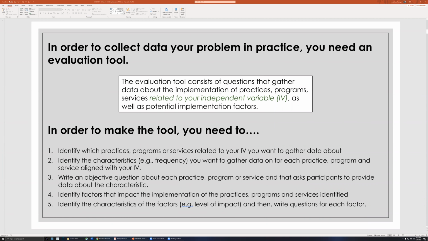Finally, you're going to have to identify characteristics of those factors. So are you talking about the level of adaptability, a level of knowledge or skills? And you'll be writing questions for those factors as well. So this is what you're going to learn how to do over the next 2 weeks. What we're going to learn about this week is simply identifying practices, programs, and services related to your independent variable and factors that impact the implementation of those practices as they relate to your problem in practice. So just identifying practices, programs, services, and factors. No question writing this week. We're not going to be talking about how to build out those characteristics and questions until next week.